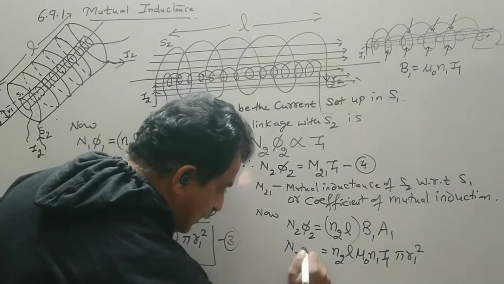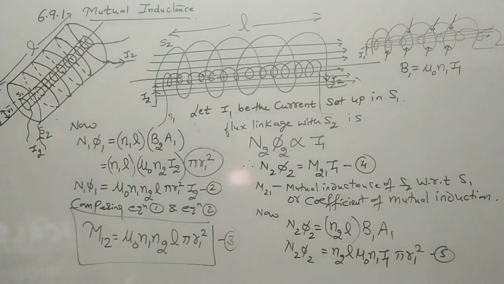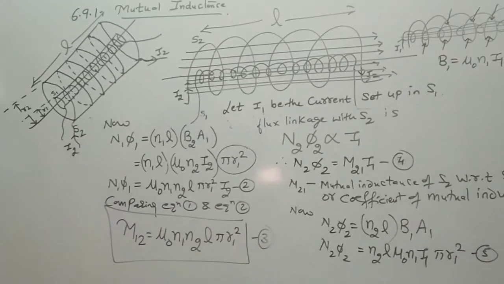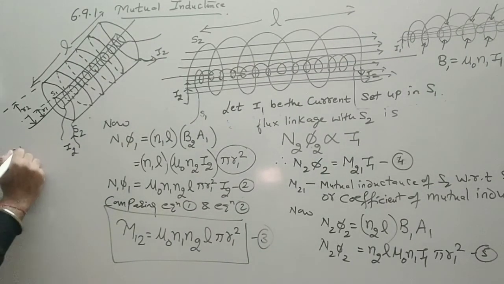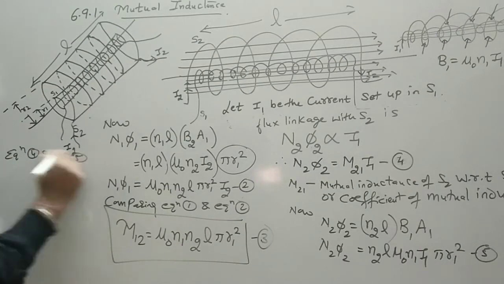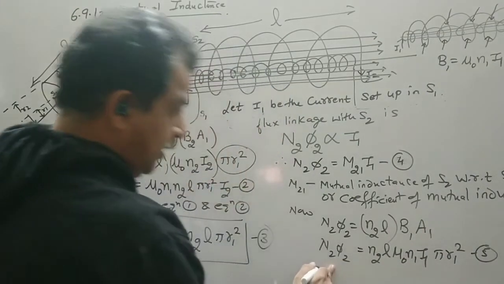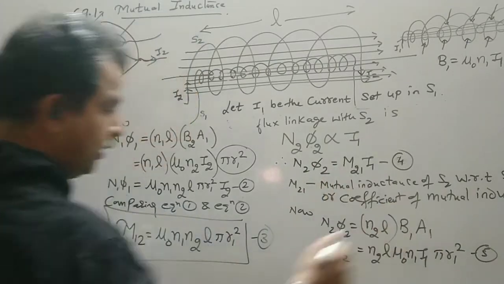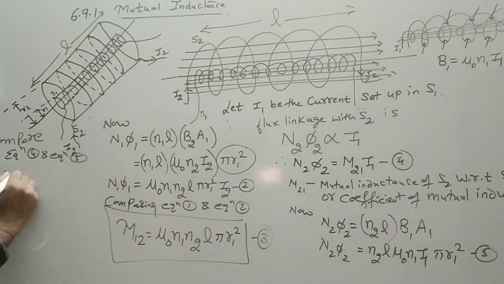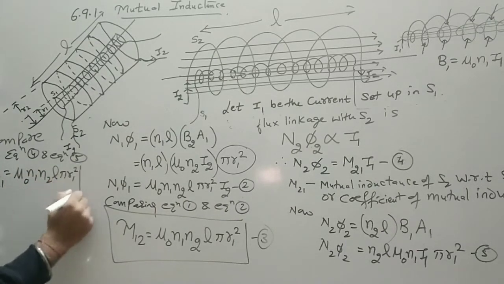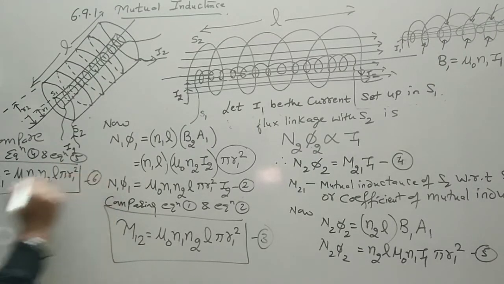Therefore, now if I compare equation 4 and 5, let us compare these equations. Or you take this I1 in the denominator. So N2 phi2 upon I1 is M21. So if I compare this, M21 is equal to mu naught N1 N2 L pi R1 square. So this is equation number 6.